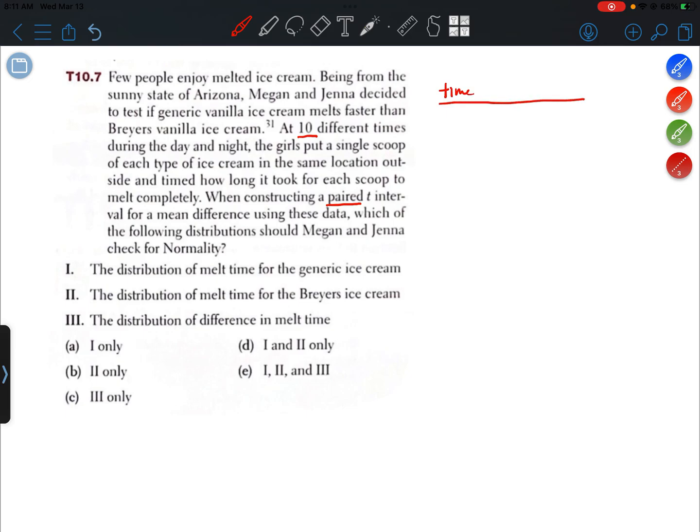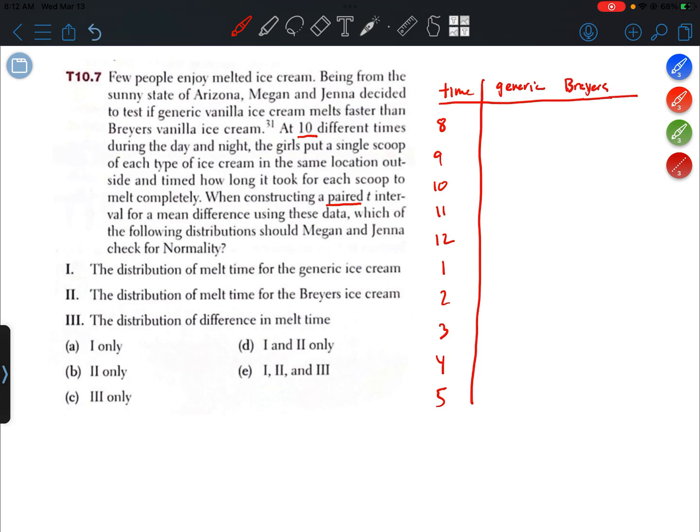So time, let's say they did 8 a.m., 9 a.m., 10 a.m., 11, 12, 1 p.m., 2 p.m., 3 p.m., 4 p.m., and 5 p.m. Let's just say every hour, right? So we have 10. All right, so let's say those were the times that these girls did their experiment, okay? And then they have the generic and the Breyer's brand.